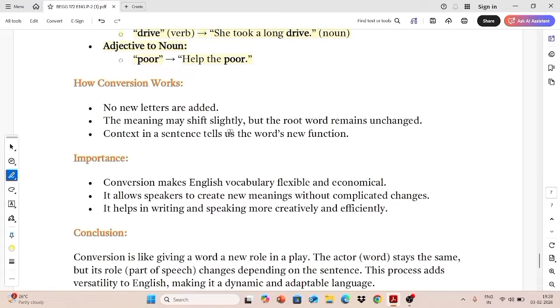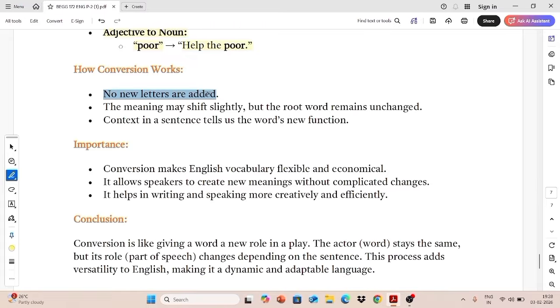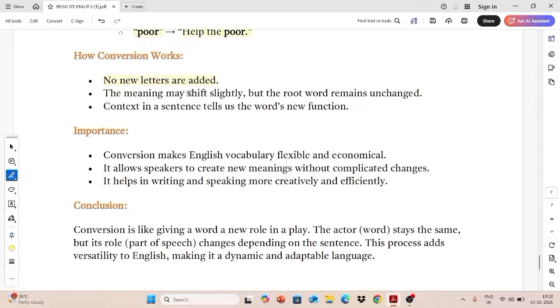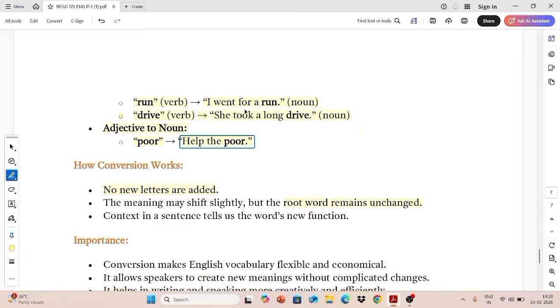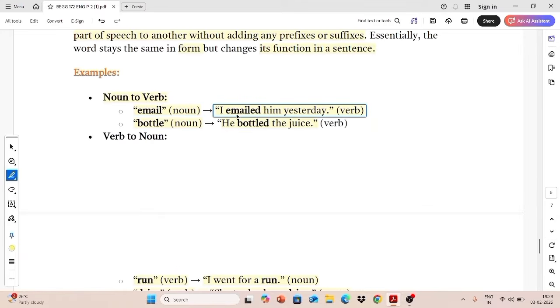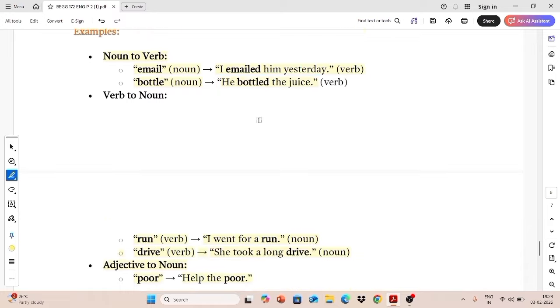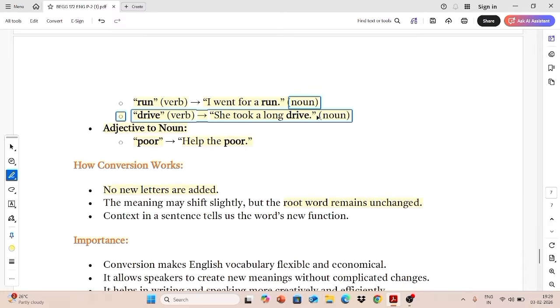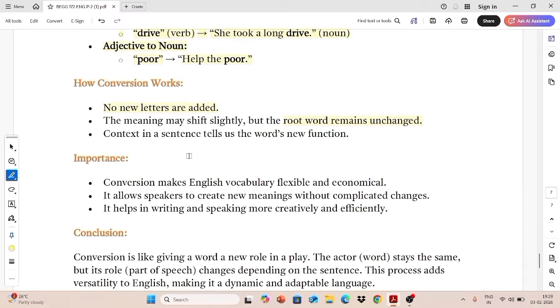So how does conversion work? No new letters are added. The meaning may slightly shift, but the root words remain the same. As you can see, here the main words are the same. Email, bottle are the same, there is no change in that. Just -ed and all these are added, but the main root verb has not changed. Even here, run, drive have remained the same. The meanings have slightly changed, but the root word has not changed.